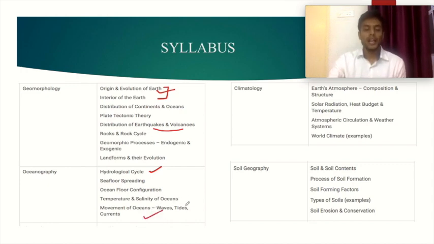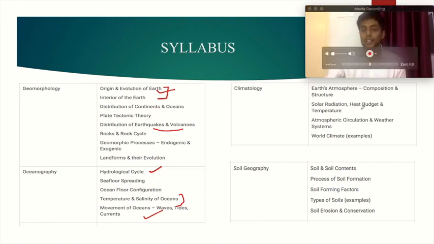And also last year there was a question about the ocean currents, which also includes the concept from this topic, and also temperature and salinity of the ocean. Therefore, these are some of the topics which can yield you marks. It can increase the certainty of the question to be asked, and therefore these topics from physical geography are very, very important, and you have to focus on these topics.